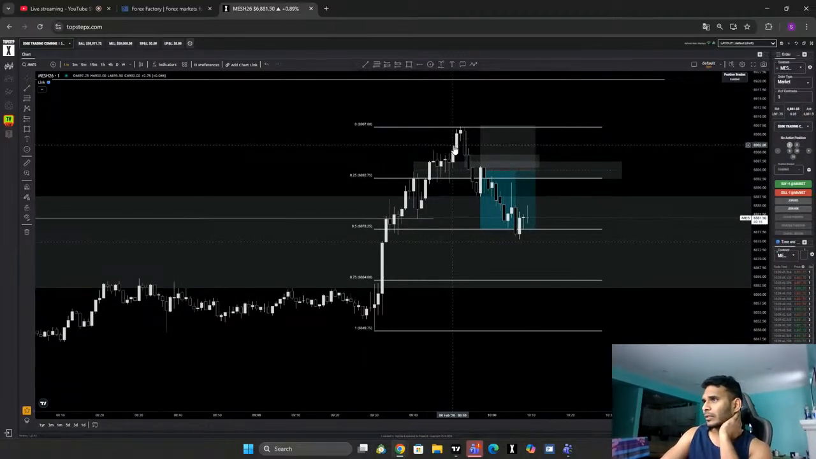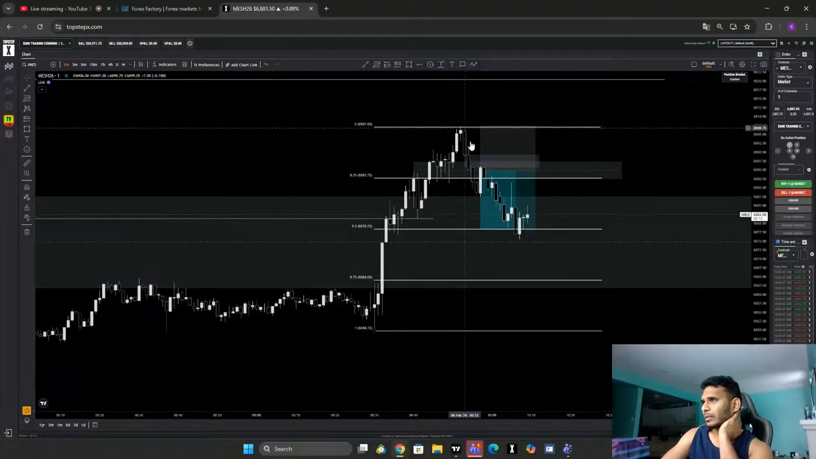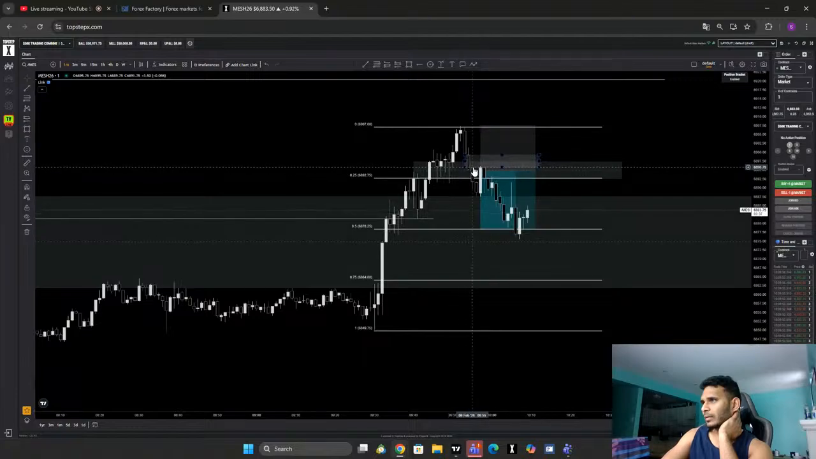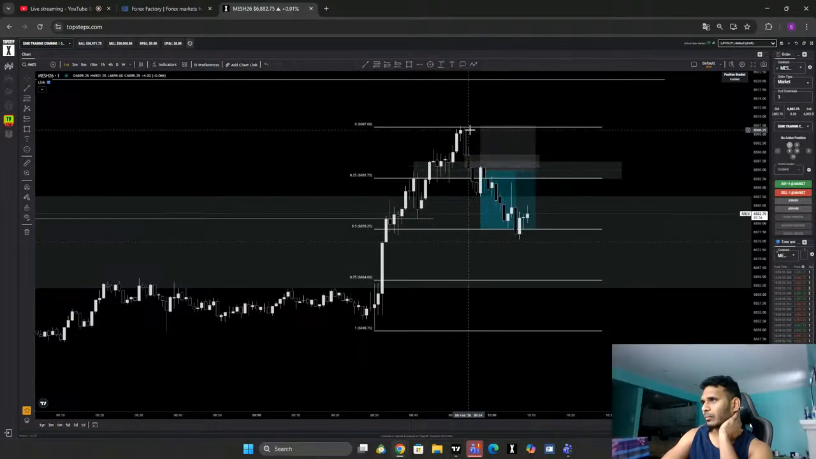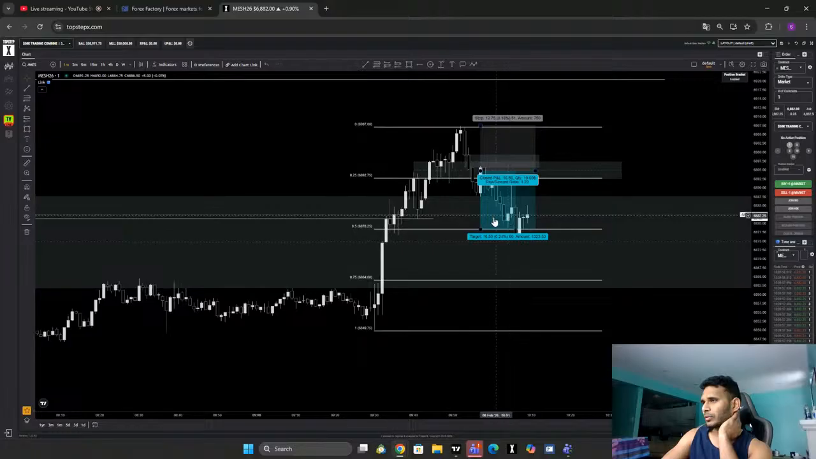Beautiful level. We got this tiny inversion showing the change of state with big displacement. Last is a break with a displacement. Pull back to that level, we enter. As soon as we tap this level, we enter. Put the stop at the high and expect the continuation to go lower.